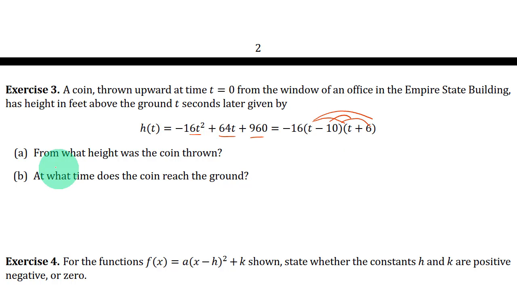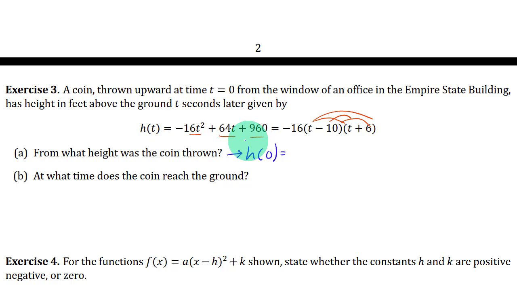Okay, so let's answer question A. So from what height was the coin thrown? Well, if it was thrown at t equals 0 seconds, then it's telling you that t is equal to 0 at this time. So we want to know what h of 0 is. And let's see, which one of these is easier to do the arithmetic with if you want to plug in t equals 0? Well, with the second one, we'd have to do 0 minus 10 and 0 plus 6, we'd end up having to multiply negative 16 times negative 10 times 6, excuse me. So you'd have to do some arithmetic with this one.